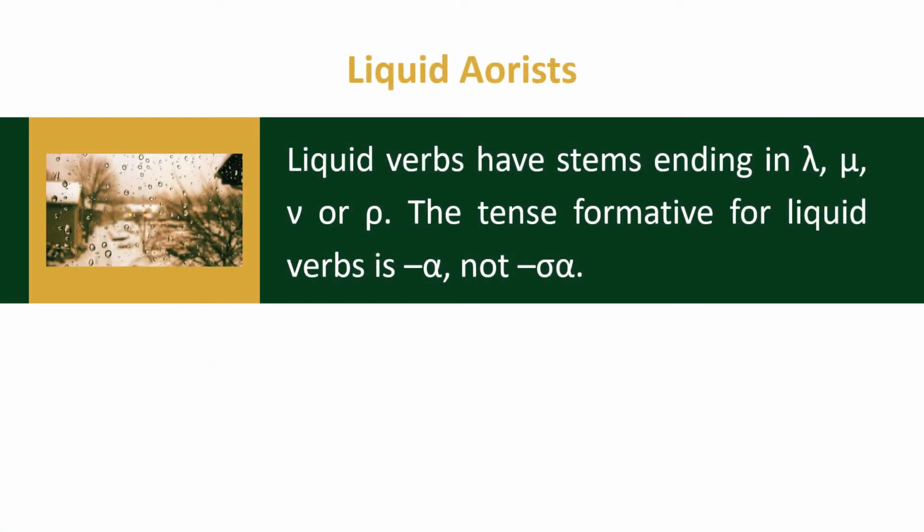Section 3. Liquid stems. The final anomaly you need to learn relates to liquid stems, that is, stems ending in lambda, mu, nu, or rho. Liquid verbs have stems ending in lambda, mu, nu, or rho. The tense formative for liquid verbs is alpha instead of sigma alpha. This is the key change. Liquid verbs use only alpha instead of sigma alpha as the first aorist tense formative.